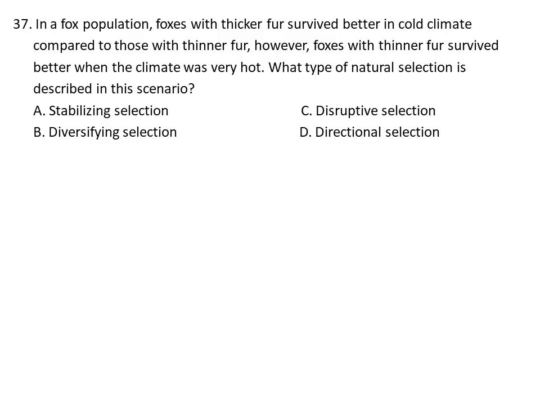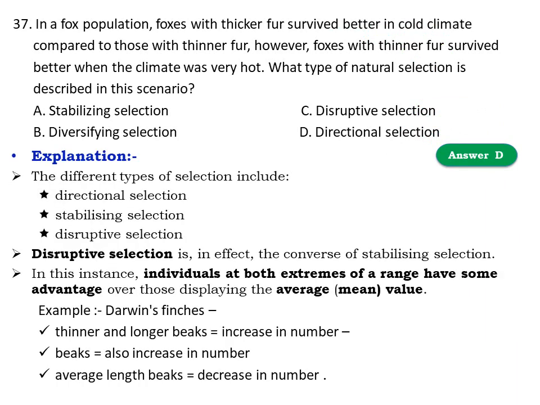Question number 37. In a fox population, foxes with thicker fur survived better in cold climates compared to those with thinner fur. However, foxes with thinner fur survived better when the climate was very hot. What type of natural selection is described in this scenario? So the answer will be D, directional selection. Let us see one by one.